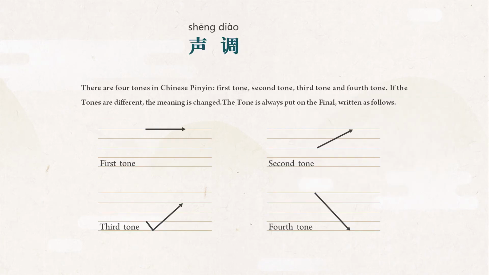Now let's move on to the next part of learning. Tones. Pinyin is different from other languages because we have tones, which can distinguish the meaning of the same syllables. 声调. There are 4 tones in Chinese pinyin. First tone, second tone, third tone, and fourth tone. If the tones are different, the meaning is changed. The tone is always put on the final, written as follows.